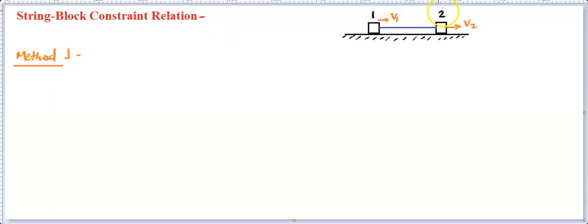What is the given information in this particular scenario? Can you find it? Apart from v1 and v2, you will know that this is a string, right? And this string is inextensible. If it is inextensible, that means if it has a length L, this length remains constant. We can think of this as the origin, and we can think of this as your x direction. This can be easily thought of, right?